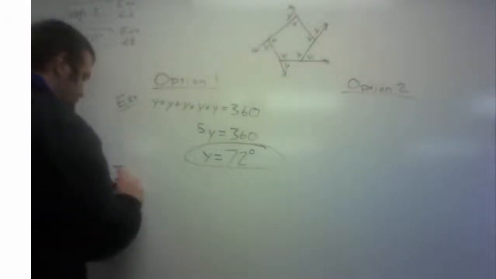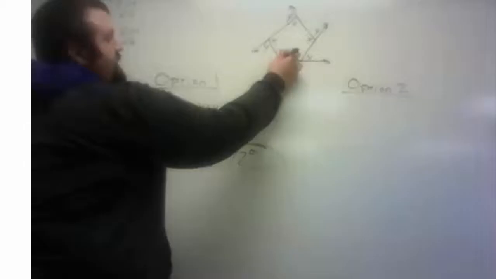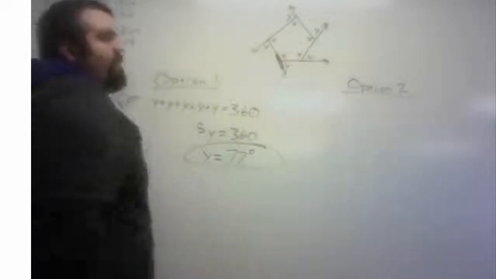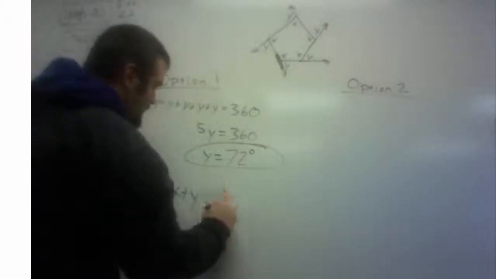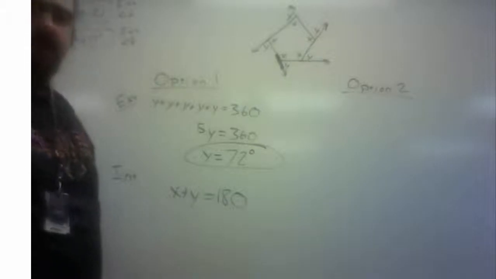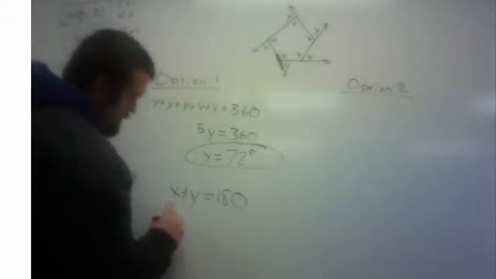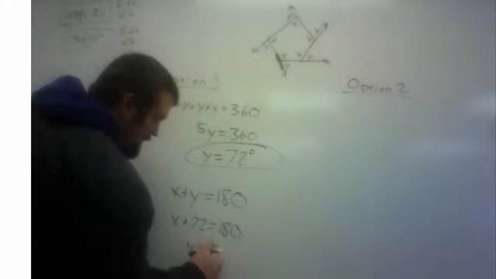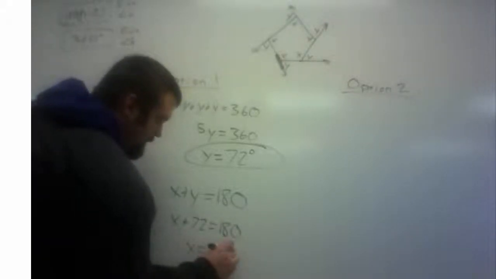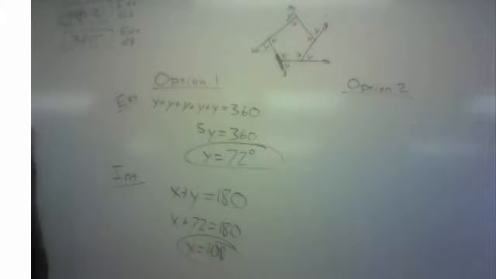Now let's do interior. Hold up. Let's look at x and y here. This right here is a straight line. If that's a straight line, that means x plus y is 180 degrees. X plus y equals 180, because it's a linear pair, they both add up to be 180. X plus 72 equals 180. X is 108. I found the exterior angles and interior angles. That's the first option. I think this one ends up being a little bit easier.